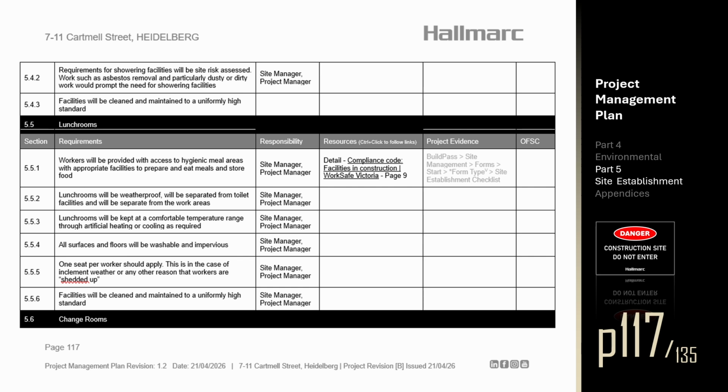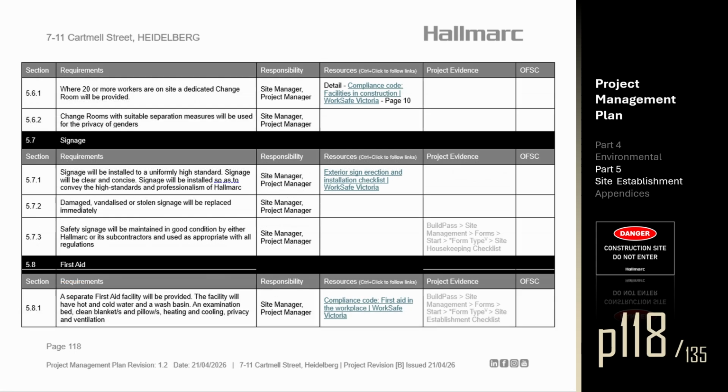Section 5.6. Change rooms. Section 5.6.1. Where 20 or more workers are on site, a dedicated change room will be provided. Section 5.6.2. Change rooms with suitable separation measures will be used for the privacy of genders.